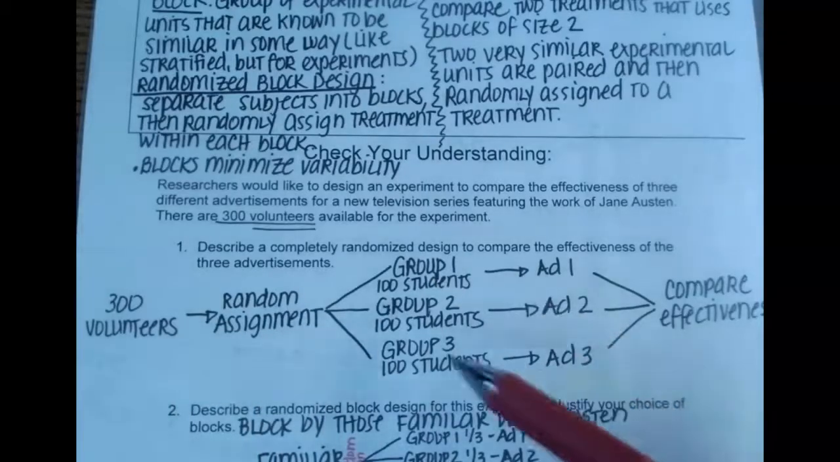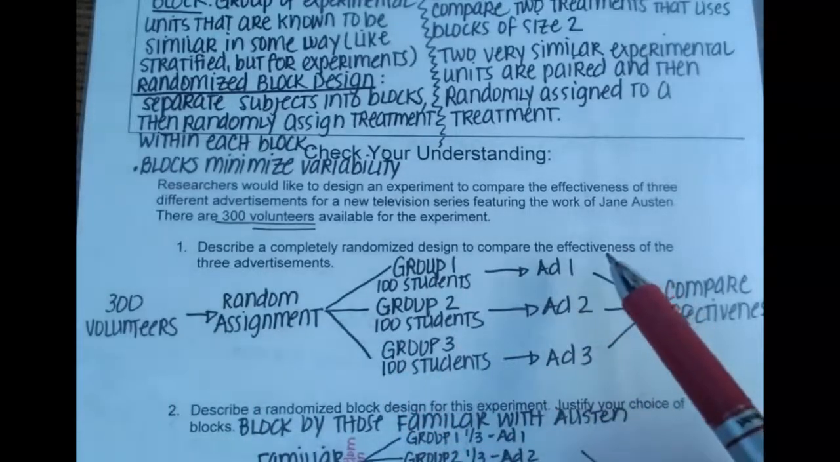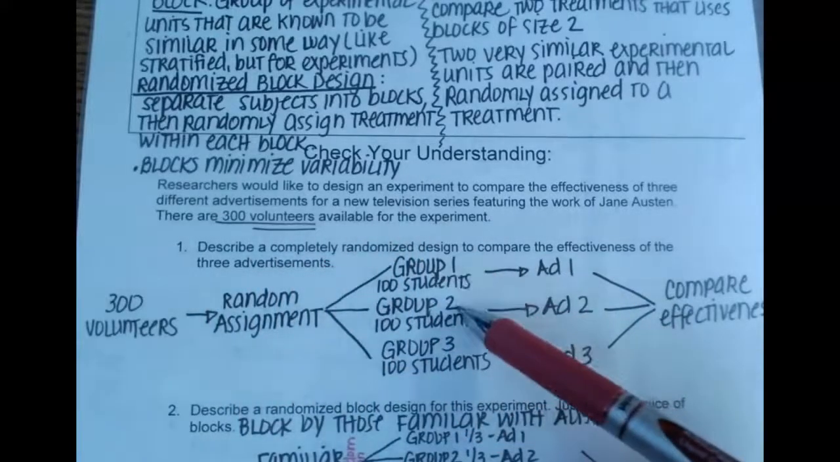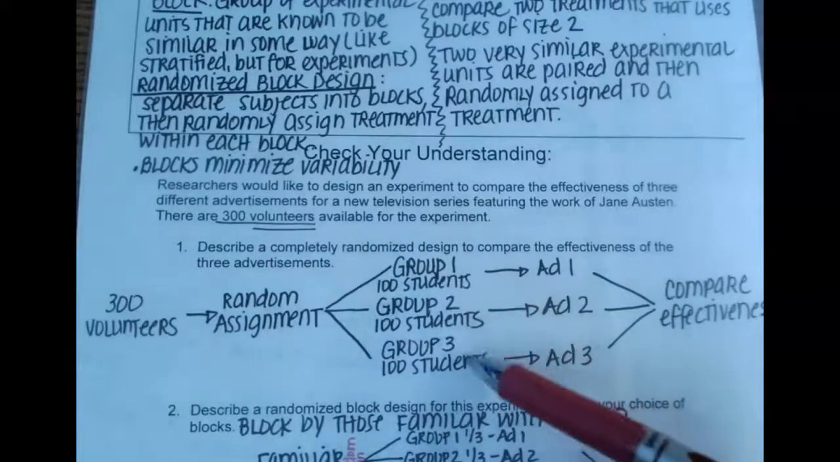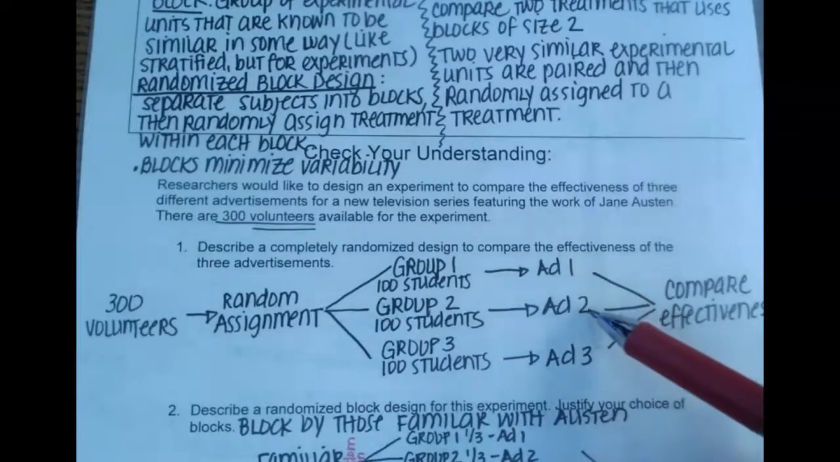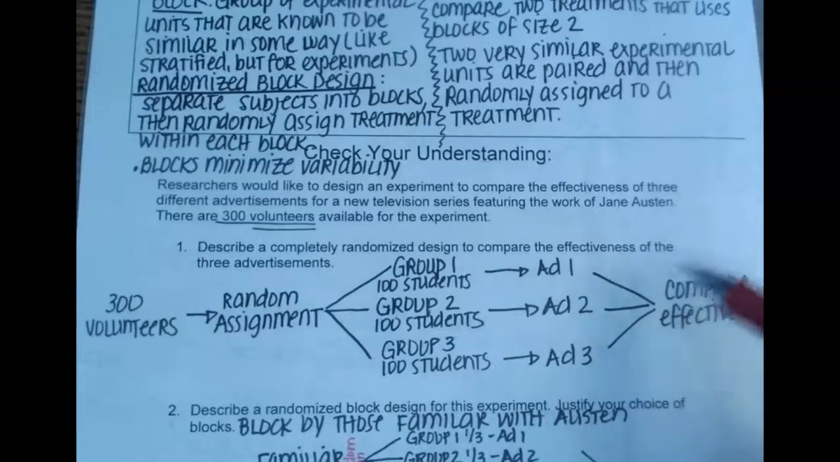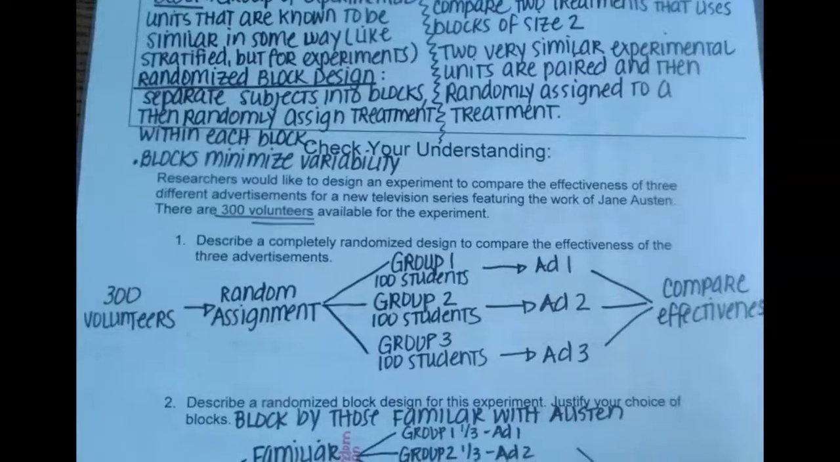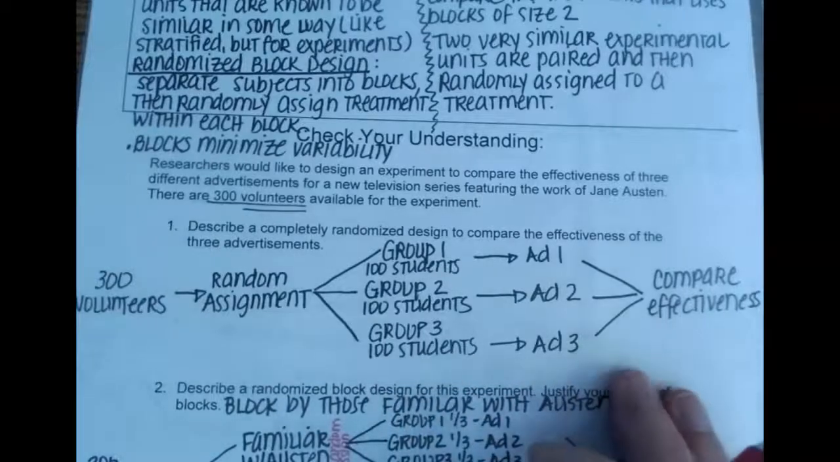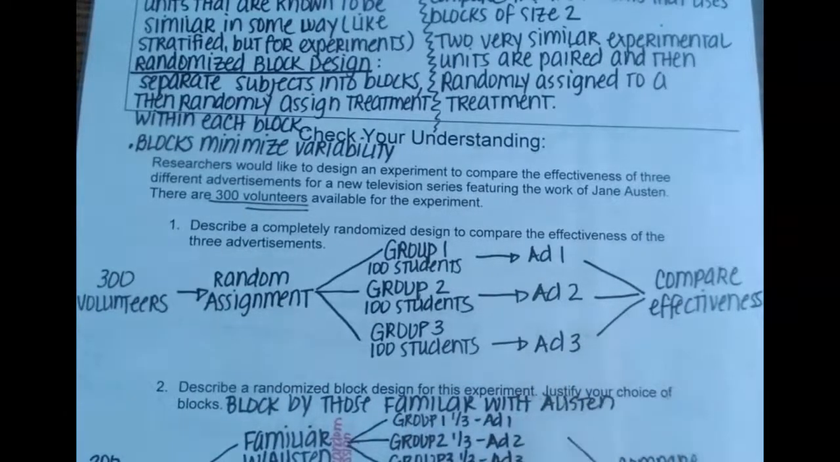And we had 3 different treatments. We don't actually know what they are, so we just know we have group 1, group 2, and group 3. We want to put 100 students into each. These are treatments: treatment 1, treatment 2, treatment 3. And then we're going to compare the effectiveness. Who knows how they would do that? Maybe they'd give them a survey or have a group discussion afterwards. I don't know. We don't need to know all of that. This is your idea of how it could flow. So this is our completely randomized design.